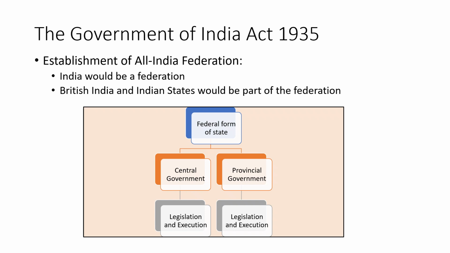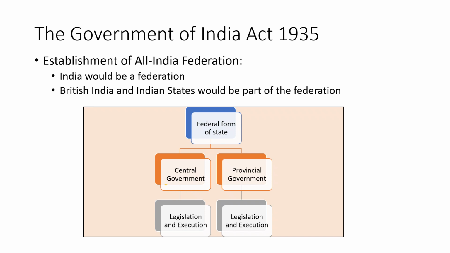Students, in the first roundtable conference, in which Congress did not take part, it was decided that India should be a federation. All the people present in that roundtable conference made a consensus and they decided that yes, India should be a federation. Now what is a federation? Students, federation or federal form of a state is a kind of state in which the government is divided at 2 levels. First, there is a central level and then provincial government.